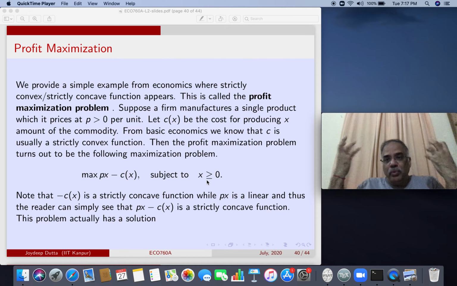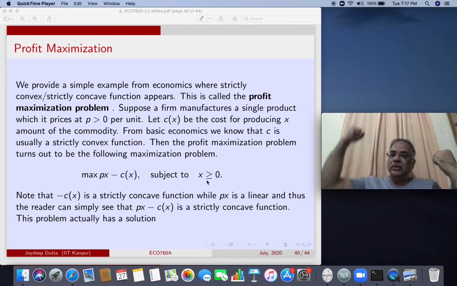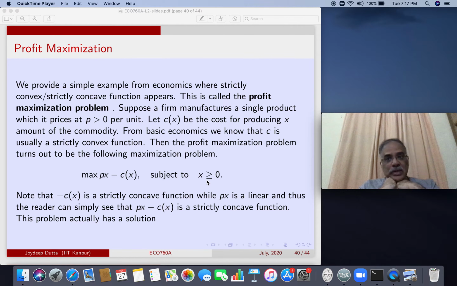If there is one profit maximizing production level, the level where the profit would get maximized, that production level has to be strictly greater than 0. It cannot be equal to 0. 0 means you have nothing. C of 0 we will assume as 0. You have made nothing, so there's no cost.